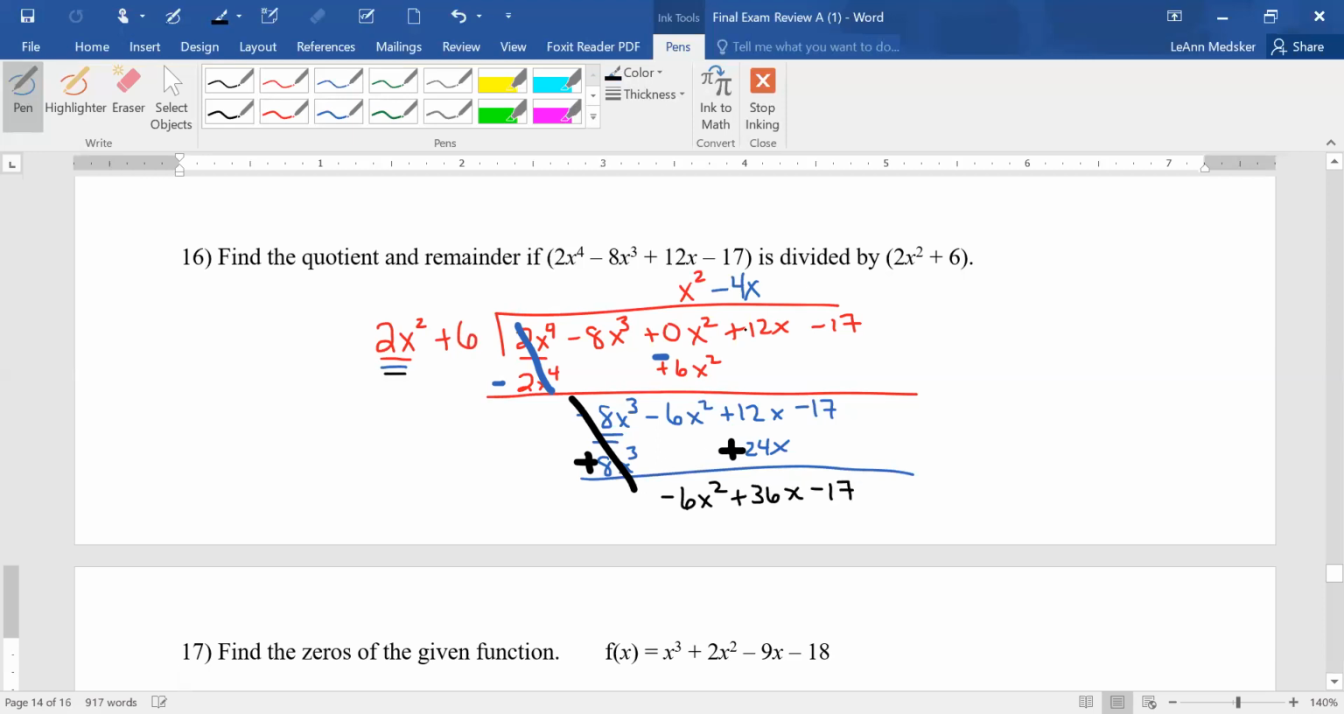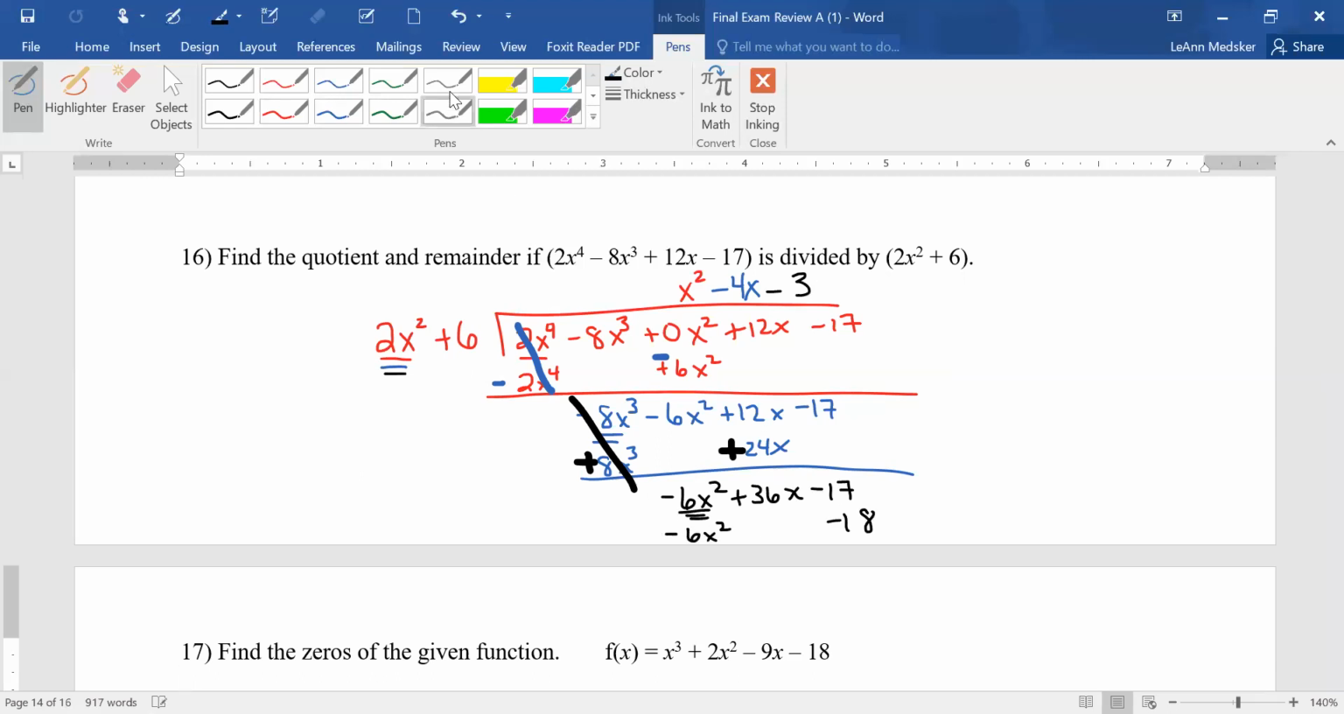Last round, and I know it's last round because I'm going to run out of space on my place values here. I have a constant left. Plus the degrees match, and if we go one smaller, then this x squared will not go into an x to the first. So I need to ask, what does 2x squared need to be multiplied by to make -6x squared? That would be a -3, because we already have the x squared. So we'll multiply everything out.